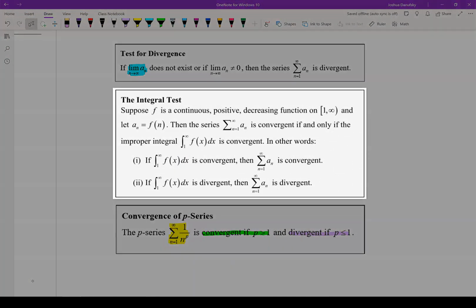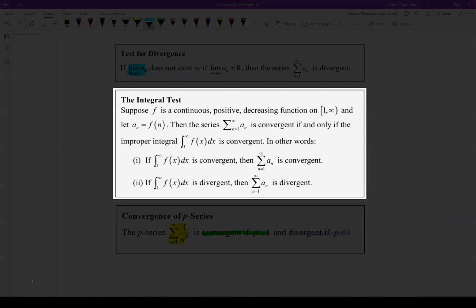Now let's recall the integral test. In order to use the integral test, we have to first make sure that the function that corresponds with the terms of our series on the interval 1 to infinity is continuous, positive, and decreasing on 1 to infinity. From there, we'll determine whether the integral from 1 to infinity of this function is convergent or not. If this integral is convergent, then the series will be convergent. If this integral is divergent, then the series also will be divergent.